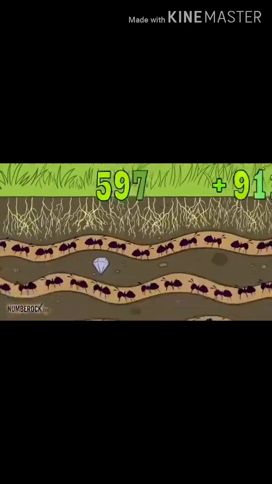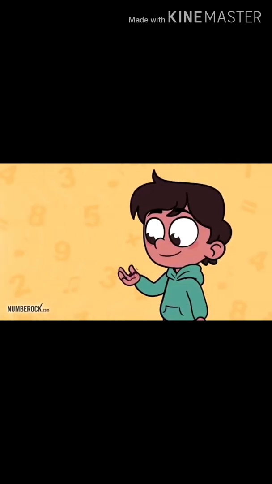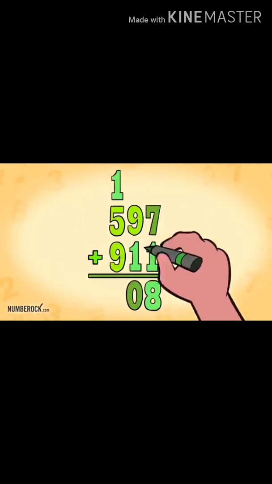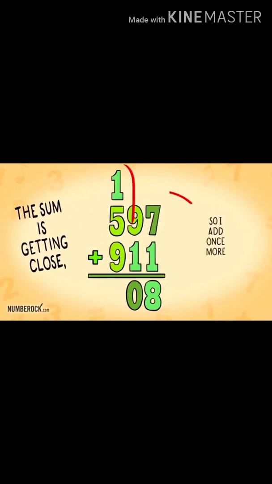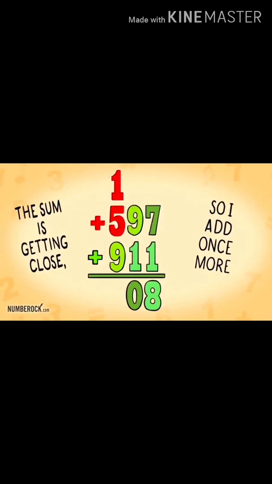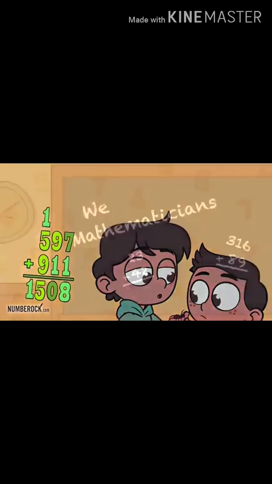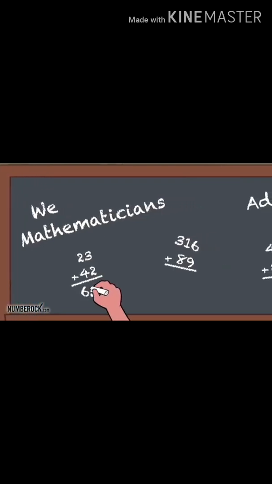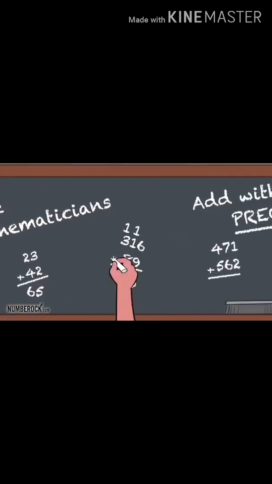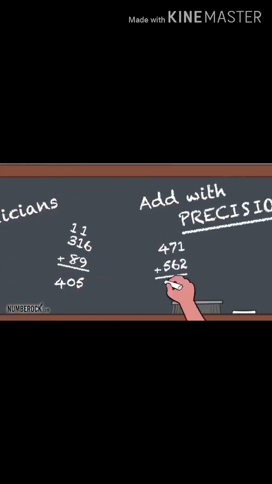Ants above ground, plus 911 ants underground. 7 plus 1 is 8, 9 plus 1 is 10. Each one of them is my special insect friend. 0 stays on the floor, the 100 heads next door. The sum is getting close, so I add once more. 1 plus 5 is 6, plus 9 is 15. My little brother thinks they're a good source of protein. We mathematicians add with precision.